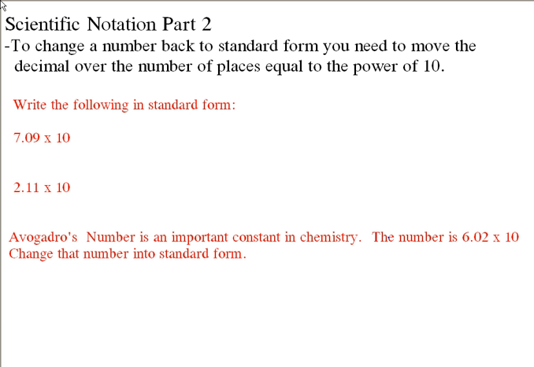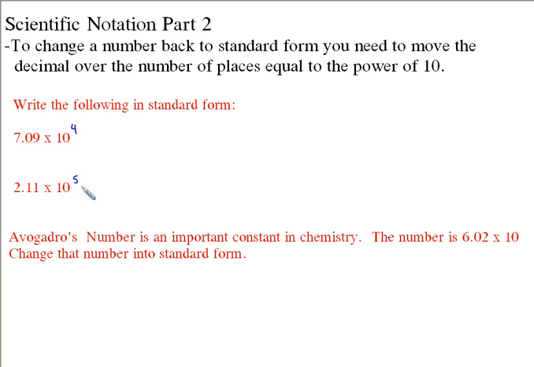Scientific notation, part 2. Now, to change the decimal back to standard form, that's the regular form that we normally use, you need to just move the decimal over the number of places equal to the power of 10. So, for example here, if you write the following in standard form, if this is 7.09, and let's say it's to the 4th power, and this here is going to be 2.11 times 10 to the 5th power.